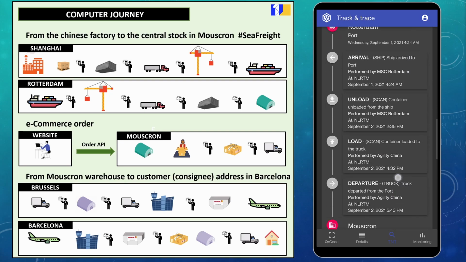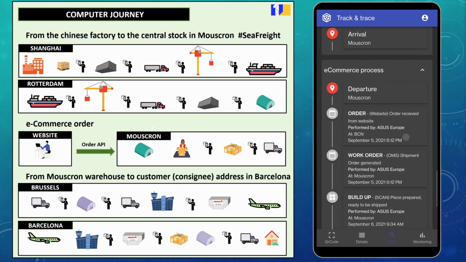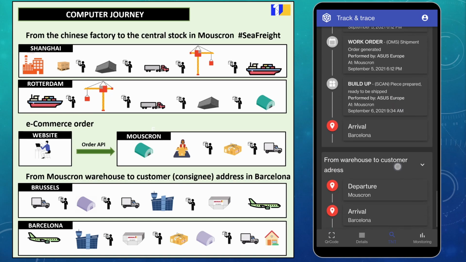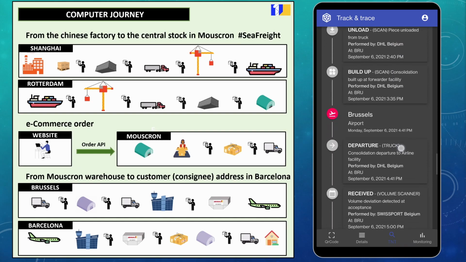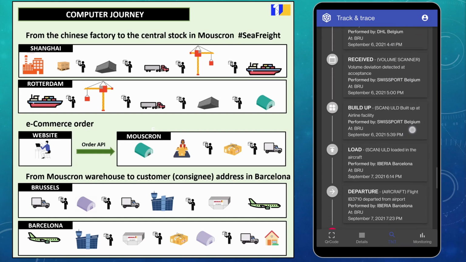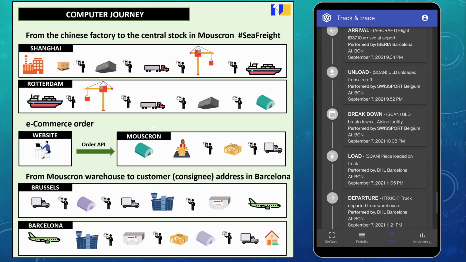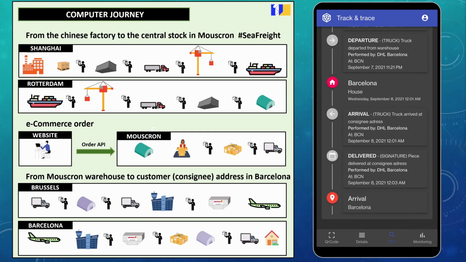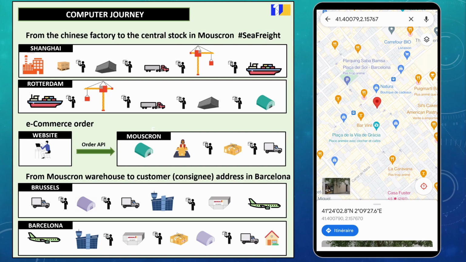including all events from its production, including sea transportation, e-commerce phase, and road and air transportation until its delivery. This can also allow me to inform my customer in real time because all these events are displayed in real time. And also, if needed, I can click on a location to see it on Google Maps.